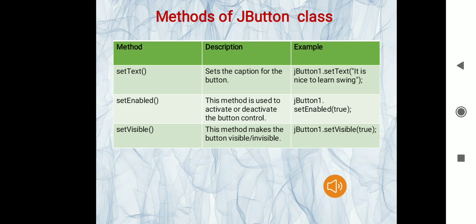The next commonly used method of the JButton class is setVisible. Using this method, you can make the button visible or invisible. If you want the button to be visible, write the Java code as jbutton.setVisible, then within bracket put true. Or else, if you want the button to be invisible, just put false instead of true in the Java code.